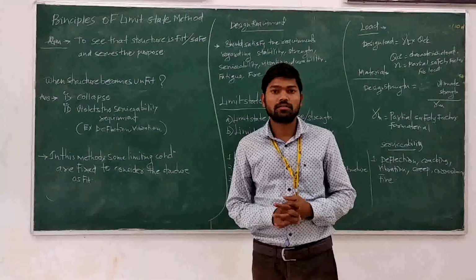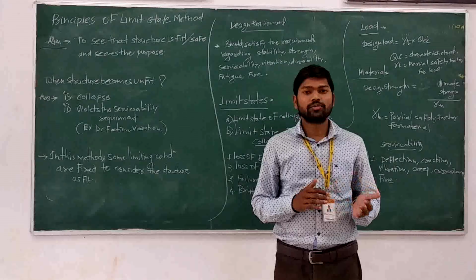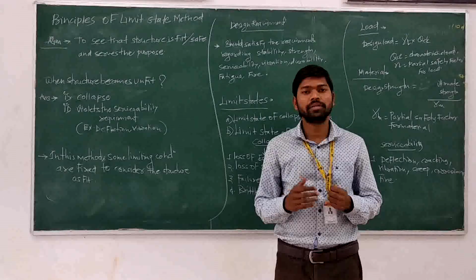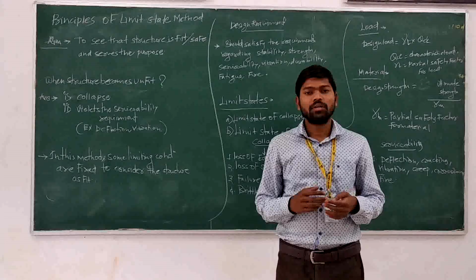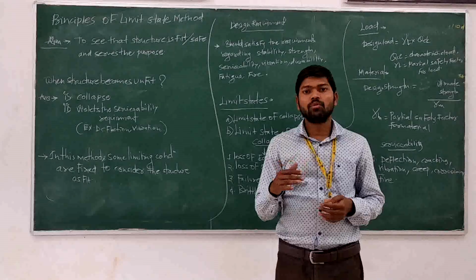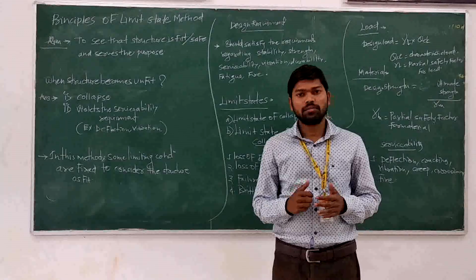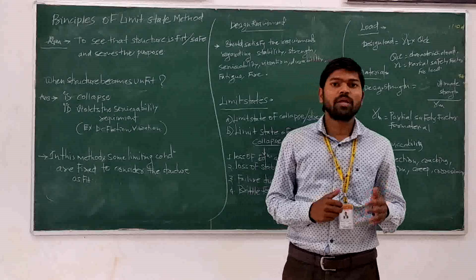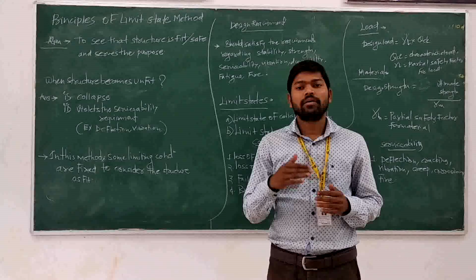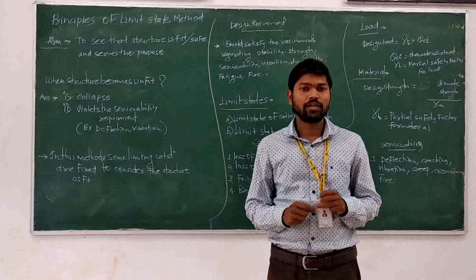Well friends, in the last lecture, we compared the different methods of design: working stress method, limit state method and ultimate load method. After the discussion, we came to the conclusion that the limit state method will be the most useful method for the design of a structure, because it applies the safety factor on both the sides. At the same time, it gives a more accurate safety margin in the structure as compared to other methods.